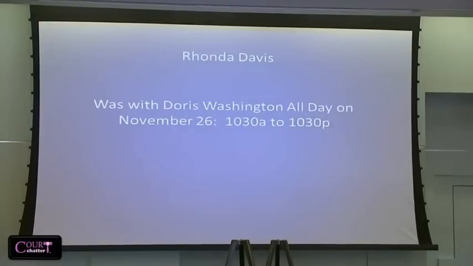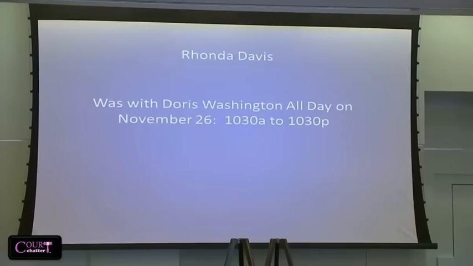Ms. Jackson was contradicted by the state's next witness, Rhonda Davis. Because Ms. Davis said she was with Doris Washington all day on November 26th from 10:30 a.m. to 10:30 p.m. and she never saw Darryl Howard. He never threatened her that day. He never threatened to kill her. So the state's first witness says, oh, well, he was there that day and threatened to kill her. The state's second witness says, no, I never saw him that day. So you can't believe them both. Life doesn't work like that.